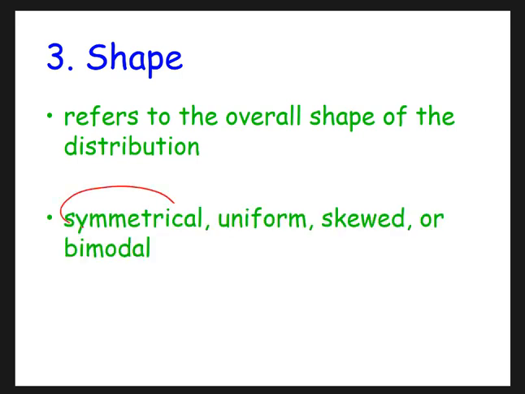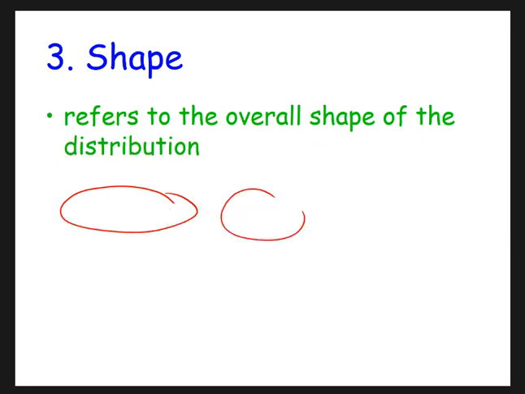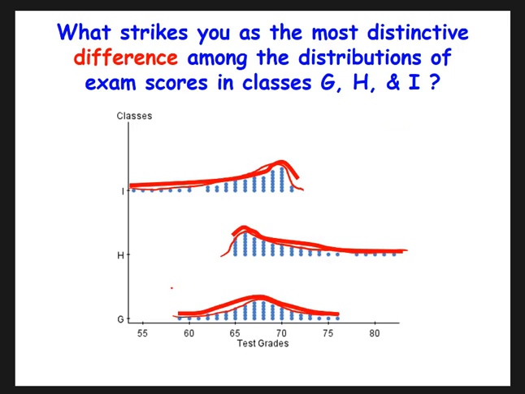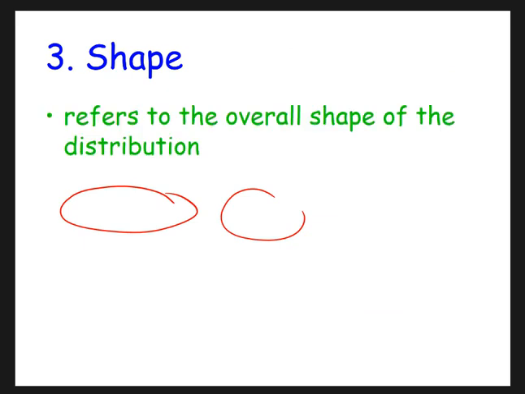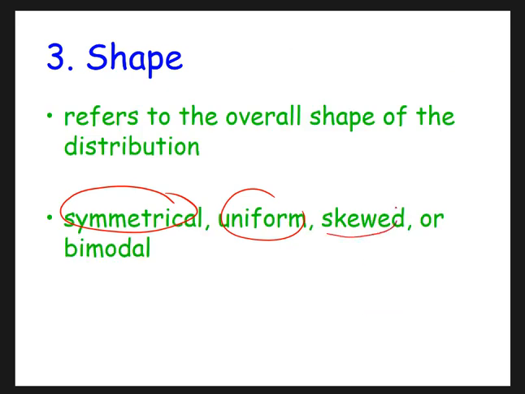Is it symmetrical? Uniform, now we haven't seen a uniform one yet. Uniform would be if we had all the dots basically the same height at every value, so it looked like a rectangle rather than that bell curve. And skewed. Skewed is when one of the ends is stretched out, like the top two data sets were. Bimodal, we didn't see an example of that. Bimodal would actually have two humps in it, like that.